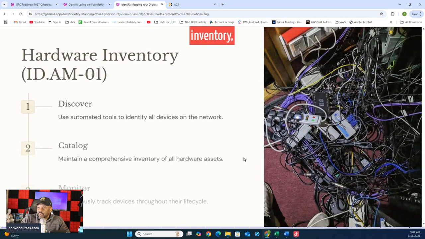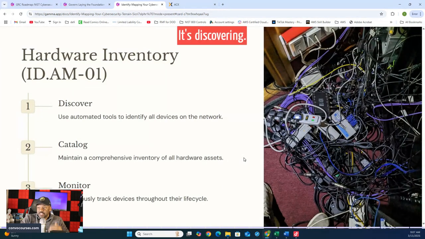So hardware inventory, what is it? It's discovering, I mean, it's pretty self-explanatory. What servers, what laptops, what desktops do we have in our environment? And you should have an inventory, a catalog, a database that tracks each and every piece of equipment that's coming in and out. And organizations do this in different ways.